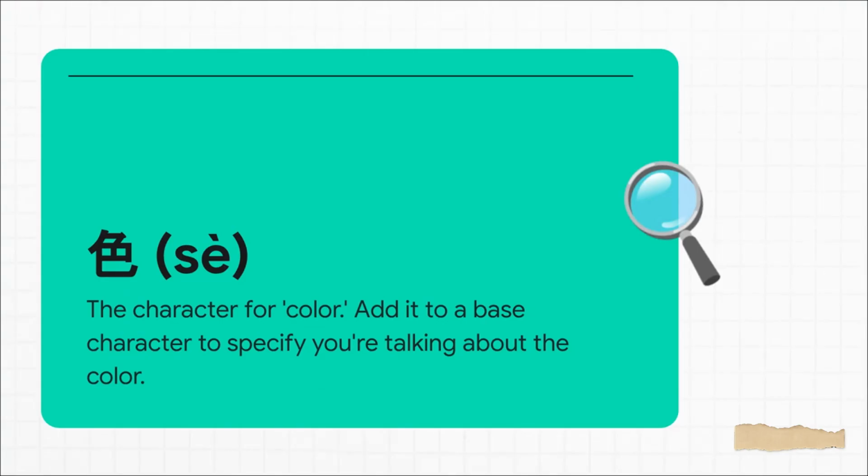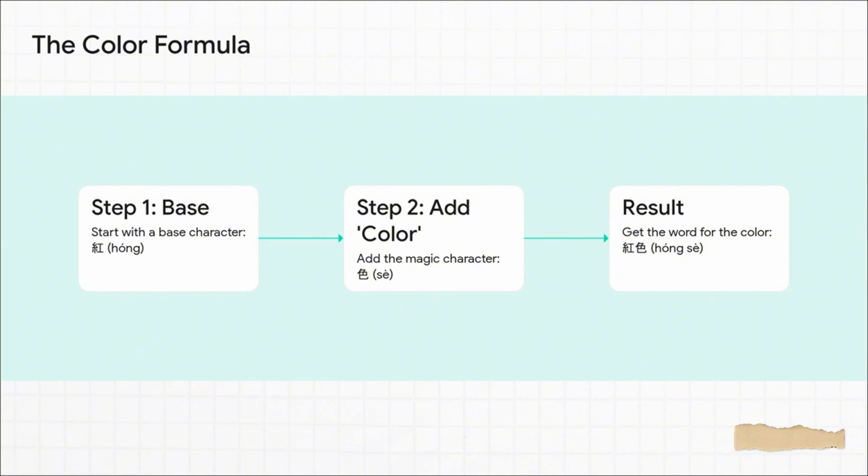So, this character right here is pronounced sè, and it literally just means color. The key thing to get is that when you stick sè after one of those base characters we just learned, you're making it super clear you're talking about the color red, not just the idea of red. It's kind of like the secret ingredient. And check out how simple and elegant this system is. You take your base character, like hóng for red, you add our magic word, sè, and boom, you get hóngsè, which is the common word for the color red. It's a really straightforward formula that works for most of the basic colors.